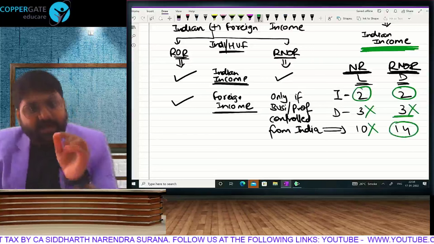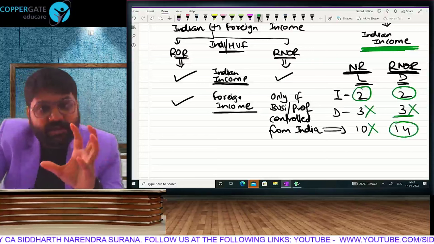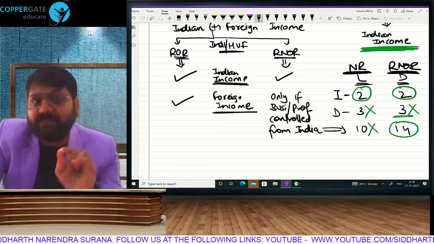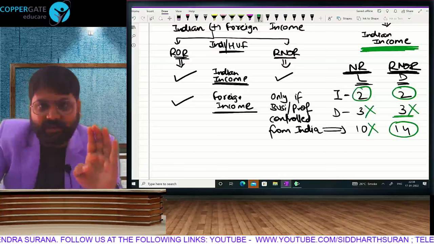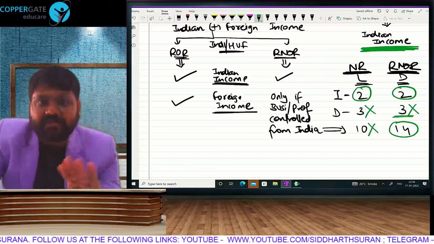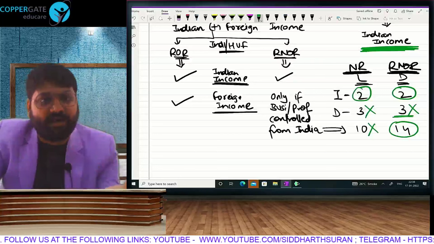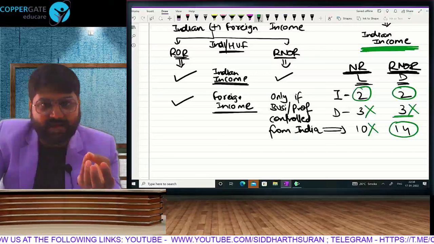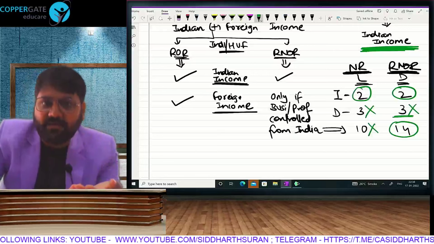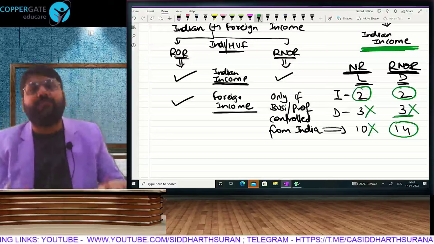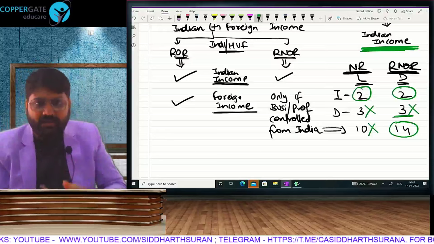So, there are some assessees. Now, you will get the clear picture. Please pay attention. You will clearly understand the logic. There are some assessees who are not a resident of any country. Purposely, they are staying in countries which don't have income tax. A country like UAE does not have income tax. If it does not have income tax, you will never become resident over there. If there is no income tax, how will you become resident? Are you understanding?